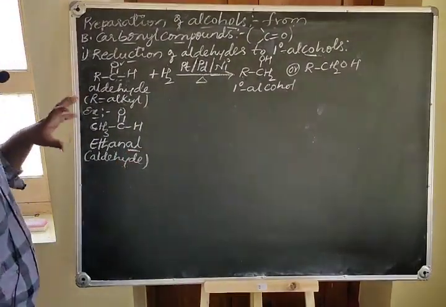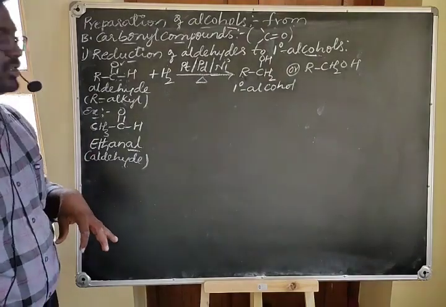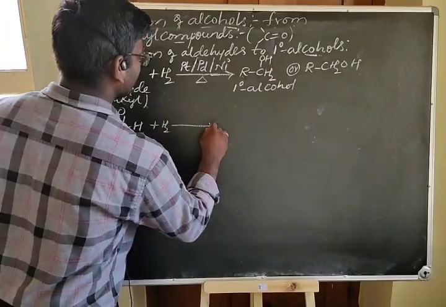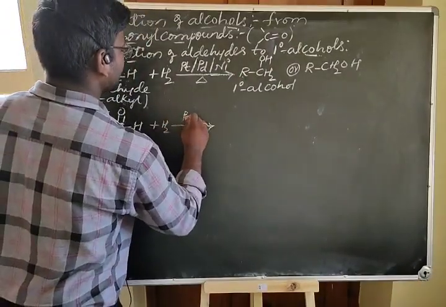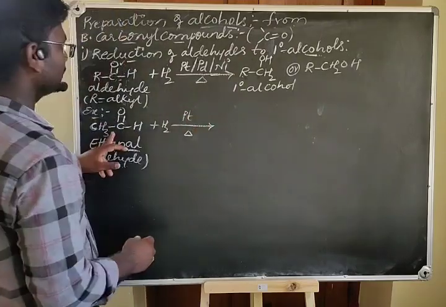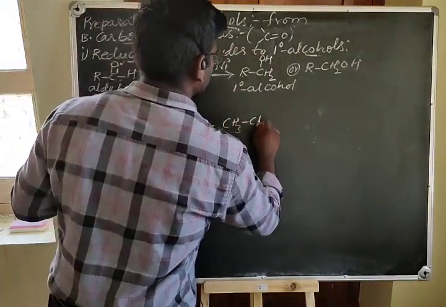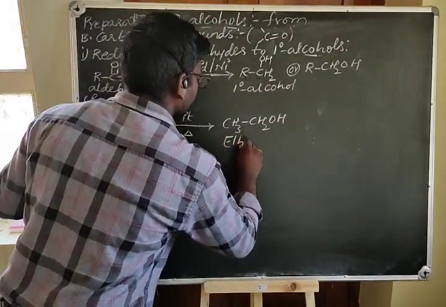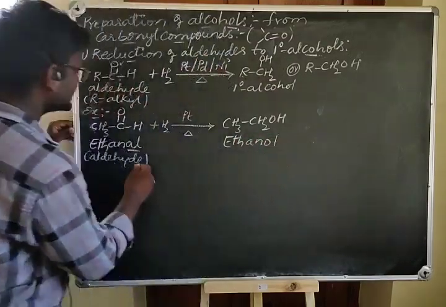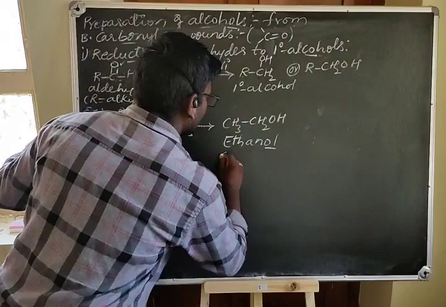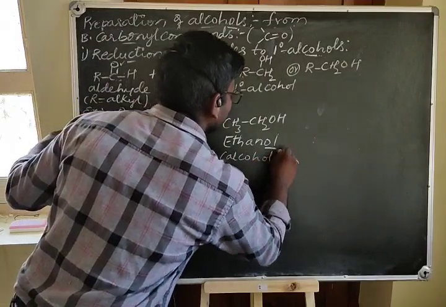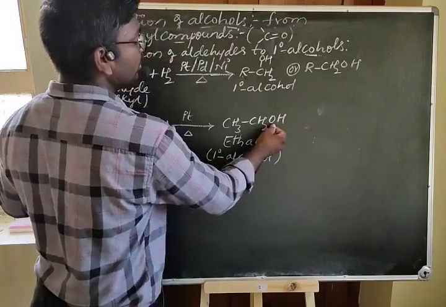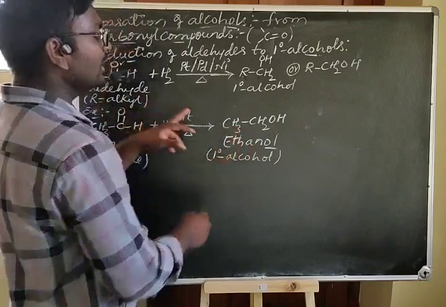Now let us consider the catalytic hydrogenation of this ethanal, that is, the addition of hydrogen in the presence of a catalyst such as platinum, and it gives you CH3CH2OH as the product. So it is ethanol. Look at the difference between the spellings: AL aldehyde, OL alcohol. Now it is a primary alcohol, because the OH-containing carbon is linked to only one other carbon.